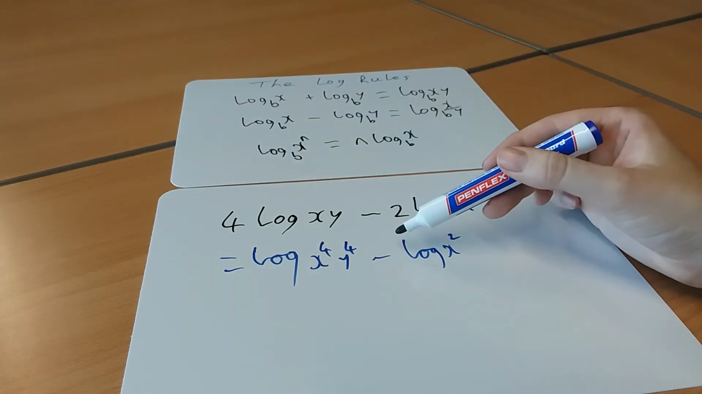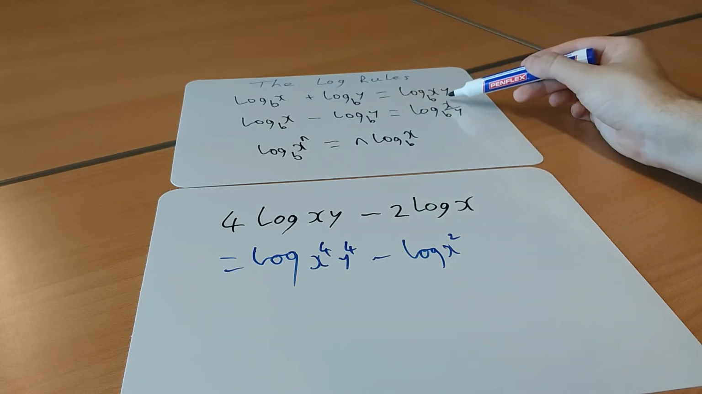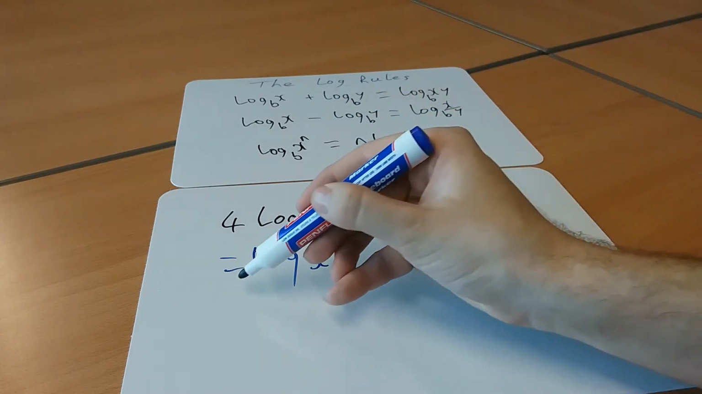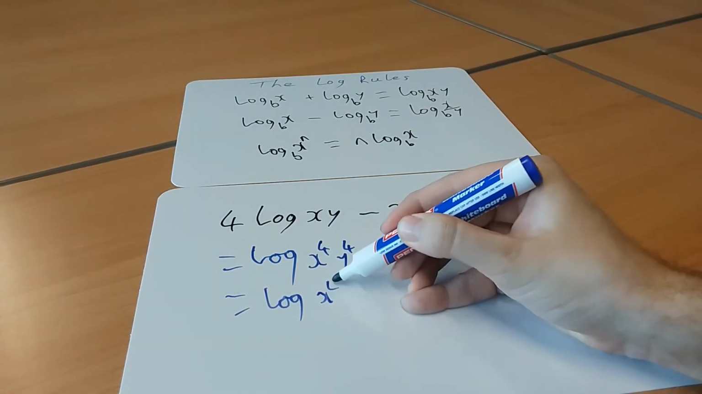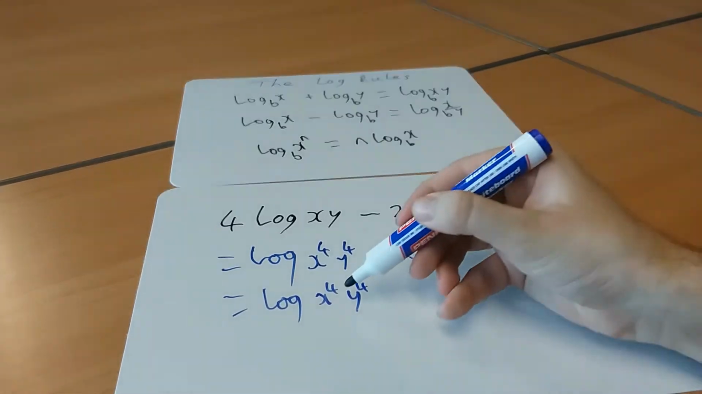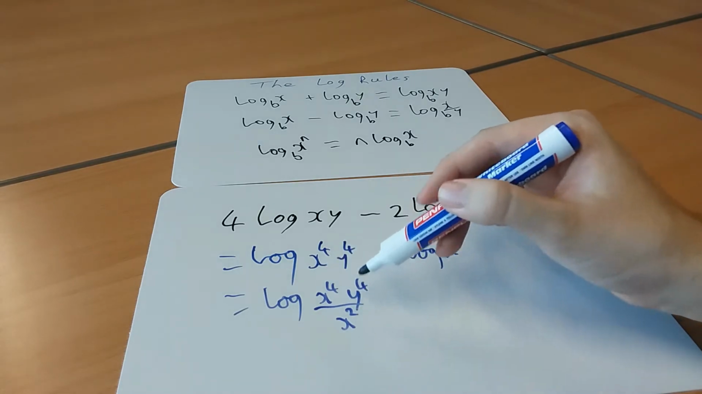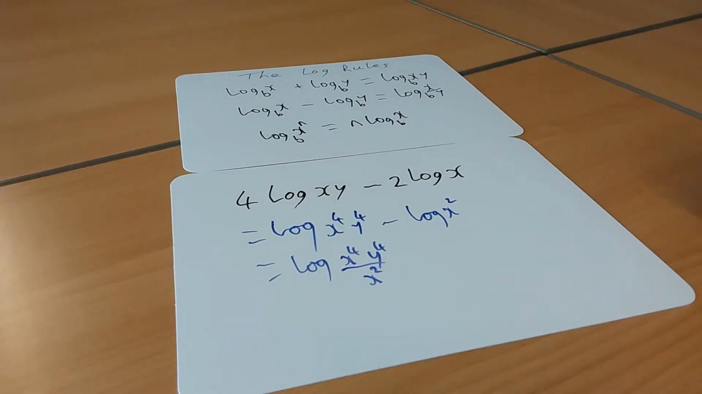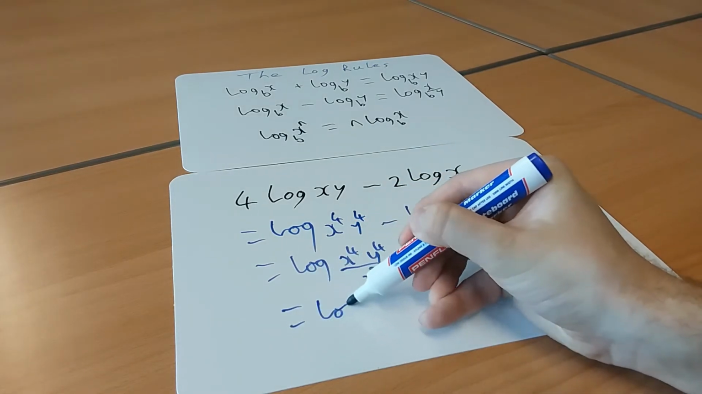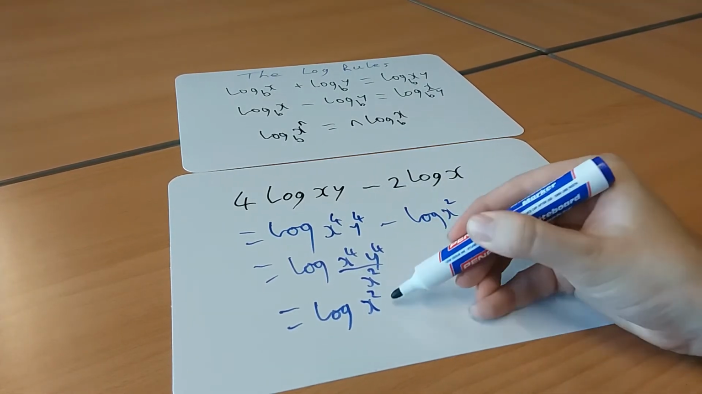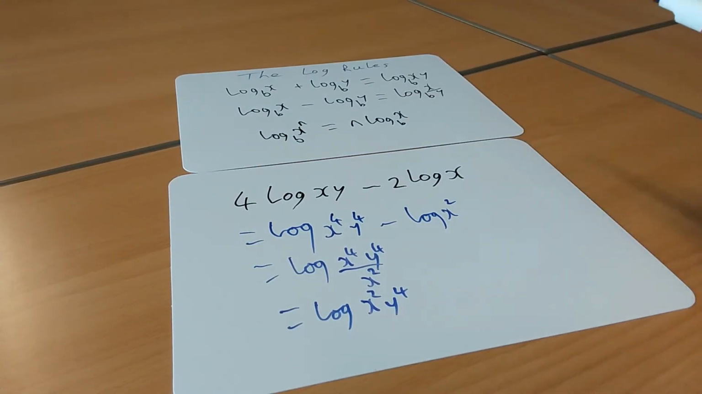Right, I've got a negative in there. If I use the second rule, log of something minus log of something, that's log of the thing divided by the other thing. So this is log of this thing, x to the 4, y to the 4, over x squared. Okay, with this, we can do one final thing of working. I can do x to the 4 divided by x squared. That gives us log of x squared, y to the 4. This is now a single logarithm, simplified as much as we can.